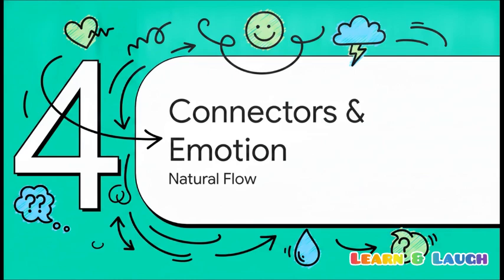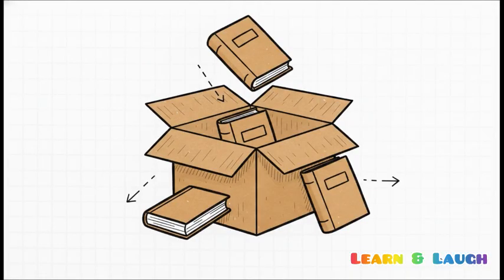Let's dive into section 4, connectors and emotion. To make our sentences flow naturally and sound human, we need some special tools. Let's look at prepositions first. I like to call these position words. They are these highly useful little words that tell us exactly where things are located in space or time in relation to one another. Is the book in the bag, on the desk, under the table, between the chairs, or behind the door? They basically anchor our nouns in the physical world.